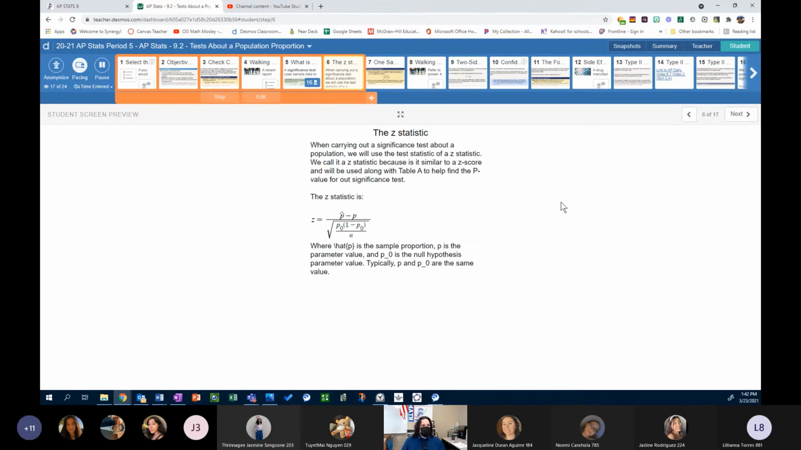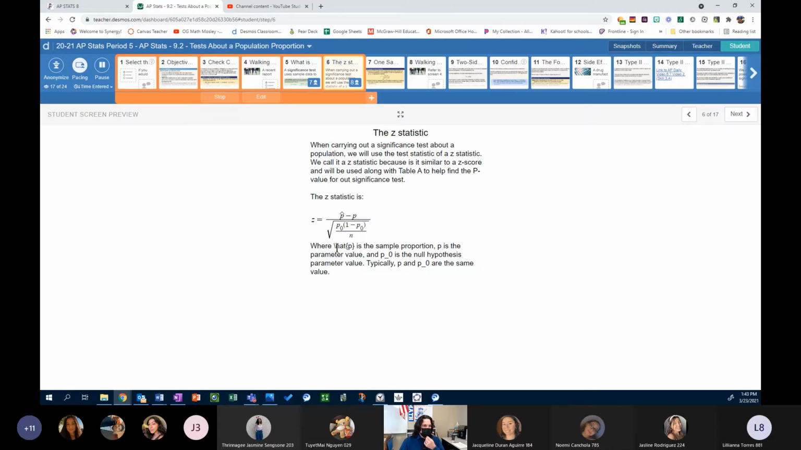So this gets the Z statistic. When carrying out a significance test about a population proportion, we will use the test statistic of a Z statistic. We call it a Z statistic because it is similar to a Z-score and will be used along with Table A to help find the p-value for our significance test. It makes sense. It's following along with stuff that we've seen previously.